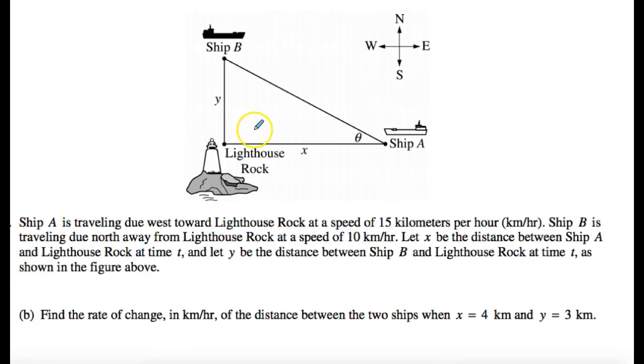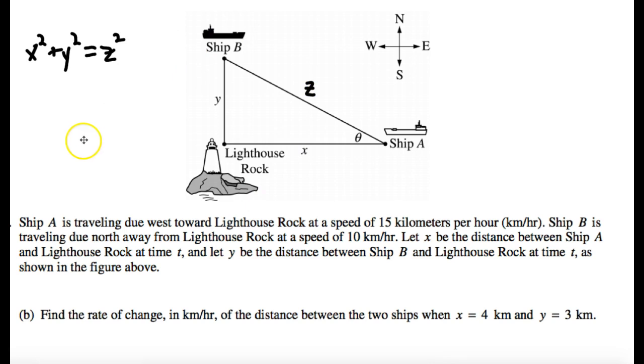So let's take a look at part B here. Part B is find the rate of change in kilometers per hour of the distance between the two ships when x equals 4 and y equals 5. So I know I'm going to have to use the Pythagorean theorem here. I know x squared plus y squared equals z squared.